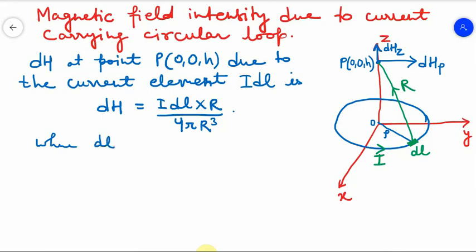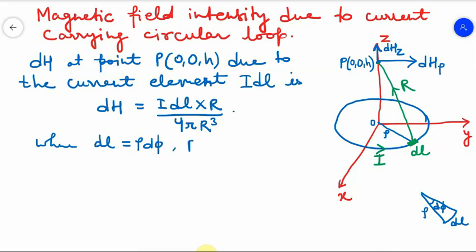Now here, dl equals how much? If you remember, this one is your phi angle. Let's say we have this kind of thing, and this is your dl, this one is rho, and this is your d phi angle. So what will be the length of this arc? dl will be rho into d phi. So it is rho d phi.